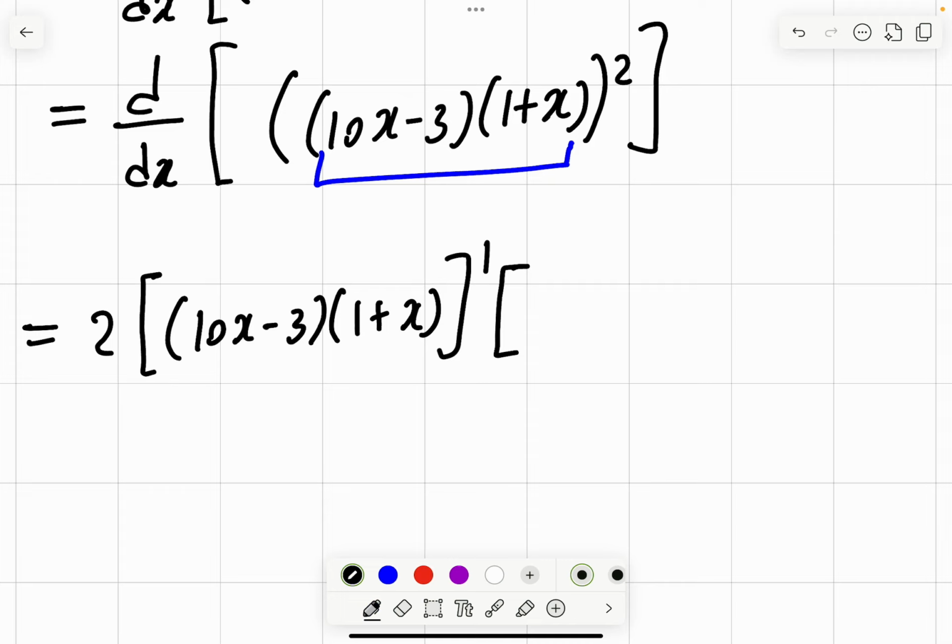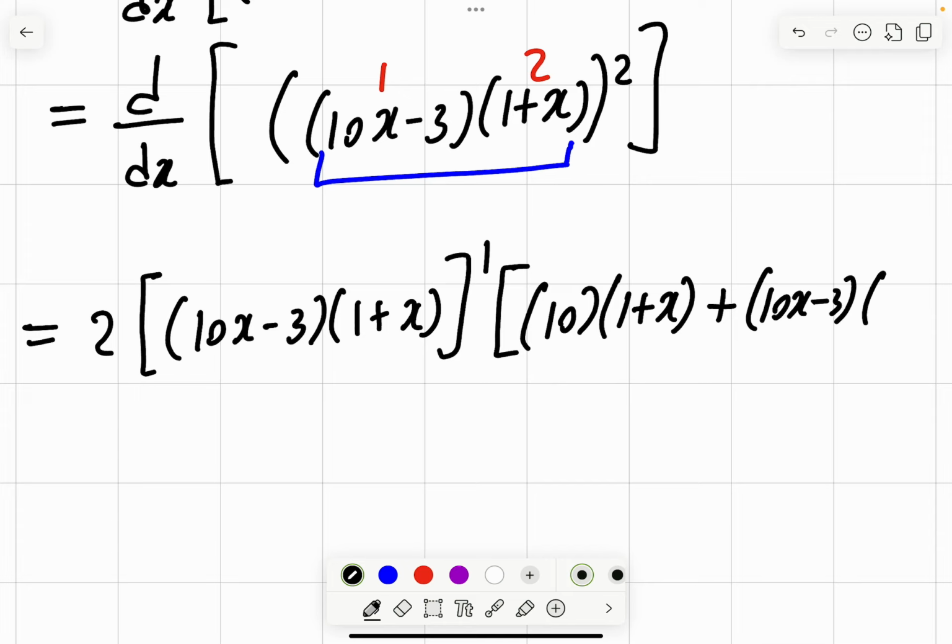I derive the first one, I'm going to have 10. I keep the second one, 1 plus x. Then I say plus, I keep the first one, 10x minus 3, and I derive the second one, which is 1. So my answer is going to be 2 into 10x minus 3, 1 plus x.